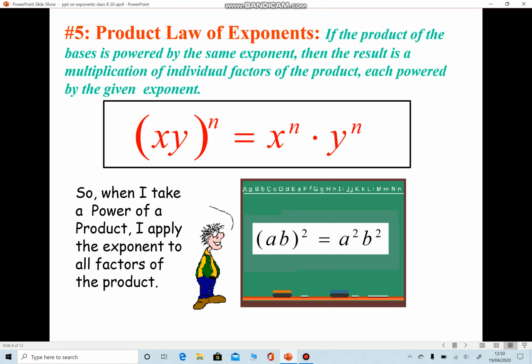Okay. Next one. Now, if the product of the base is powered by the same exponent, then the result is a multiplication of individual factors of the product, each powered by the given exponent. So what does it mean? It means, for example, you have two numbers here, x and y, and both have the power n. It means that x has the power n multiplied by y raised to the power n. Look here, a into b raised to the power 2, a raised to the power 2, and b raised to the power 2.